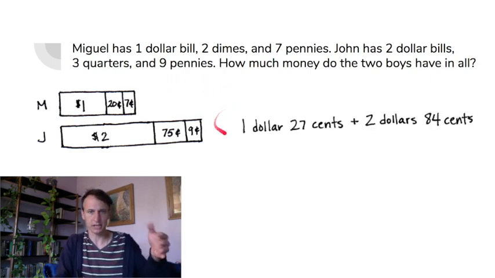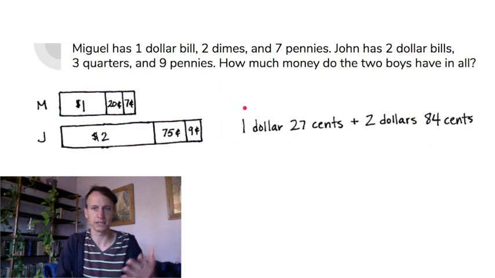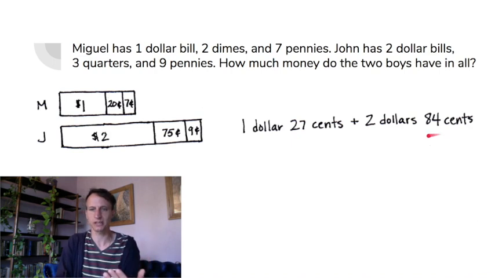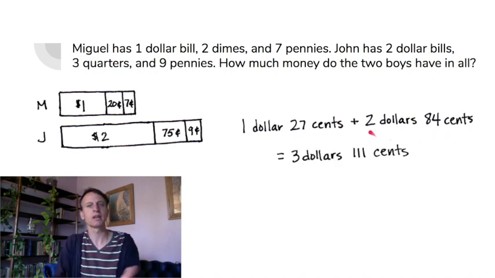There should be a bracket here. Who left off the bracket? Hey! All right, so there should be a bracket here with like M for money. So we get Miguel, $1.27 plus John, $2.84. We just set that up. We can do it this way. Let me show you a way of doing this.